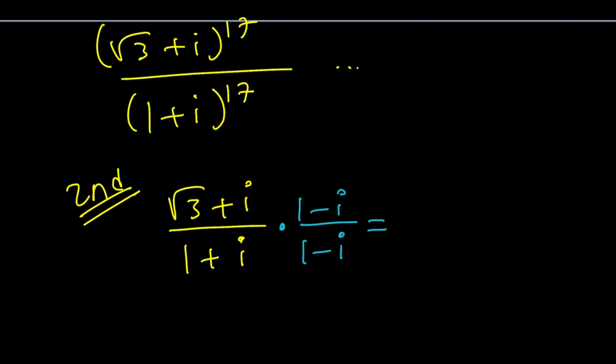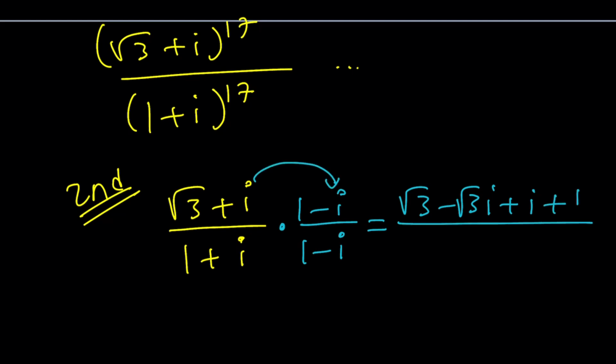There's no easier way to do it, right? Square root of 3 minus square root of 3i plus i minus i squared. That's going to give me a plus 1. All of that is divided by 1 plus 1, which is 2. Remember, that's the sum of two squares.